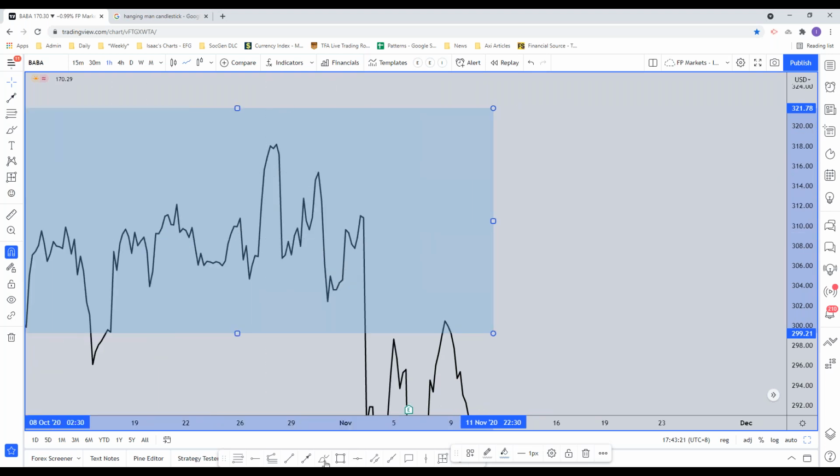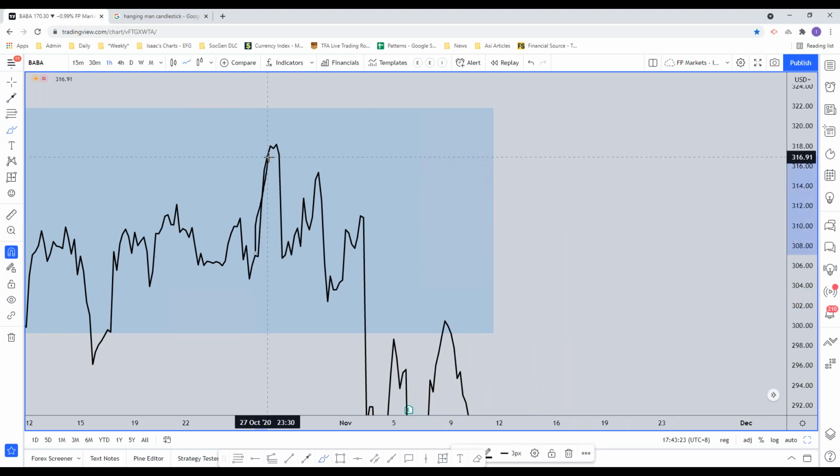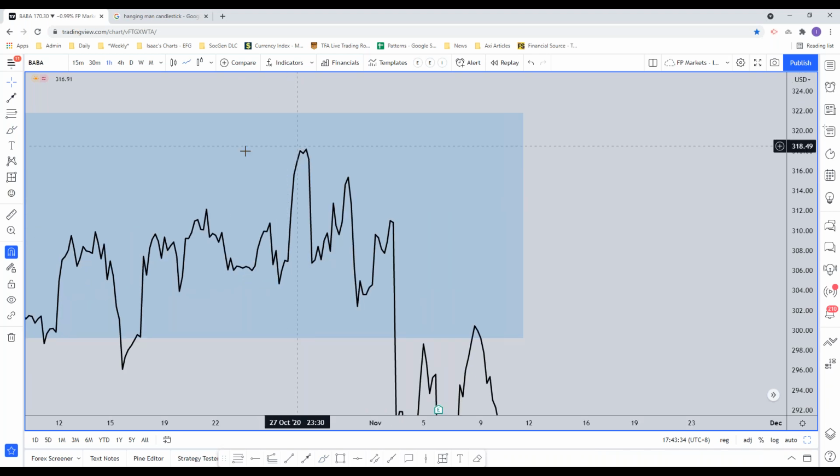Some of you will argue and say, hey Isaac, I see a very strong push up leading into sort of a double top. Can this be considered a double top? I would say no. This is too small to be considered a double top.